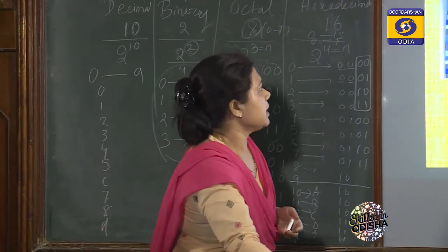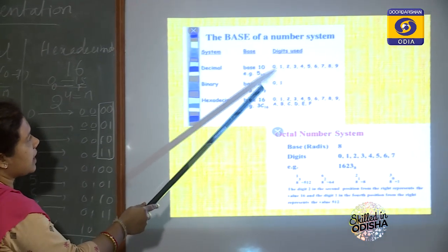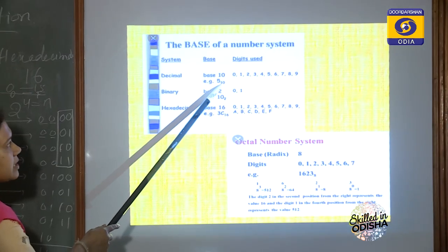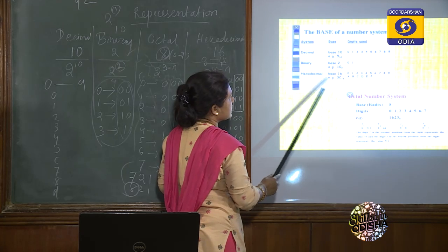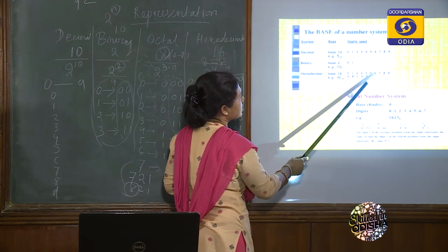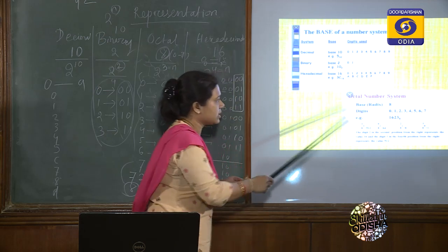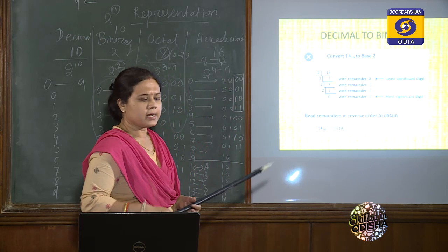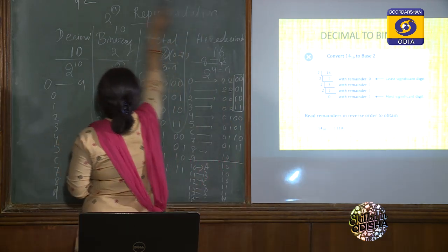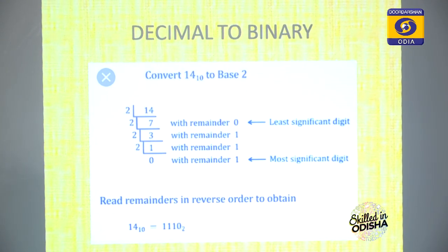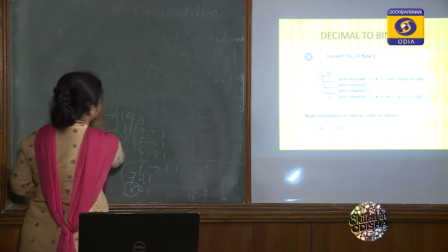Next, here it is already written the base of a number. For decimal, the base is 10 and the base will be represented here. Okay. And the digits are like this. For hexadecimal: 0, 1, 2, 3, 4, 5, 6, 7, 8, 9, A, B, C, D, then F. And for octal numbers, these are the representations. Next is conversion. This is all about the representation of these number systems. Next, what will be the conversion?